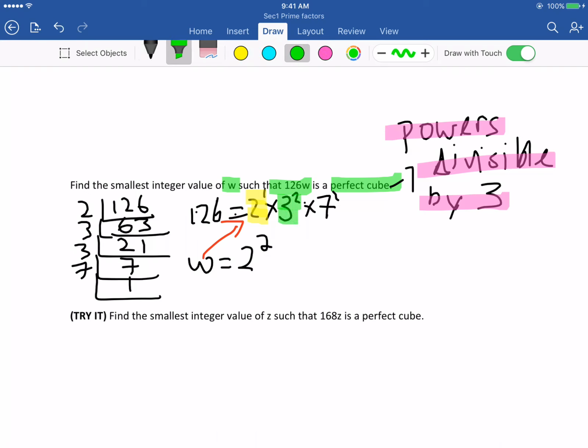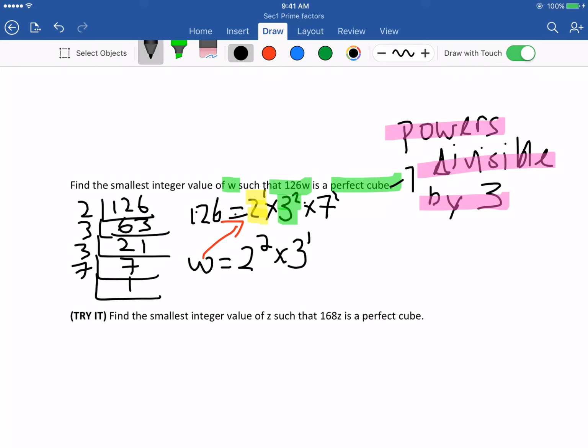Now let's inspect the next one. 3 to the power of 2. Is the power divisible by 3? No. So what must w be, such that we take this times this will give you a perfect cube? The answer will be just 3. Because 3 to the power of 1 times 3 to the power of 2 will give you 3 to the power of 3, which is a perfect cube.